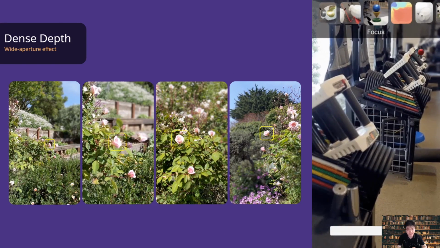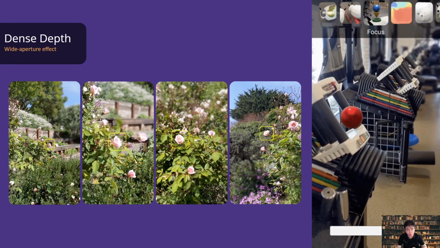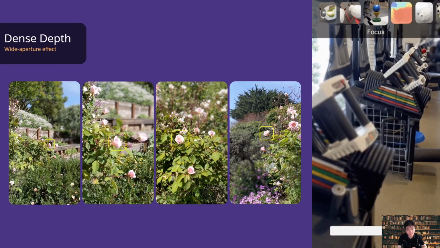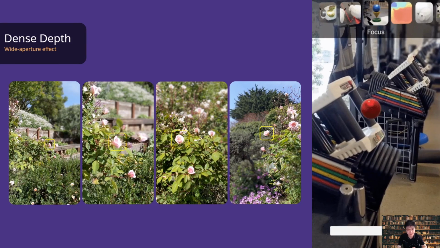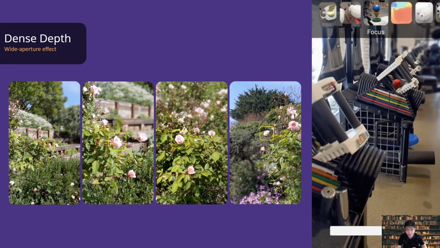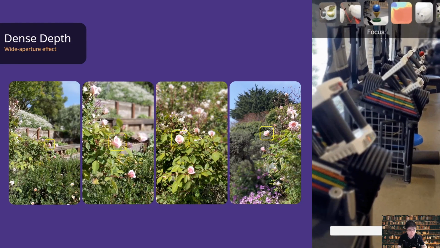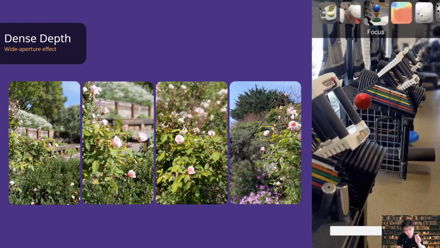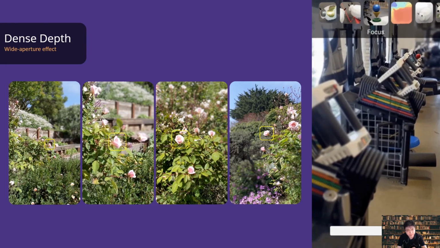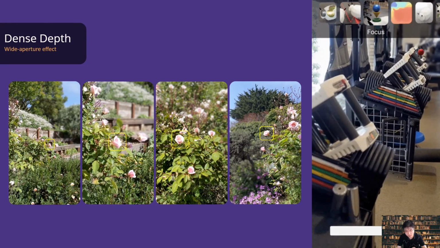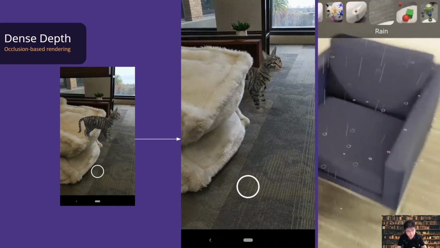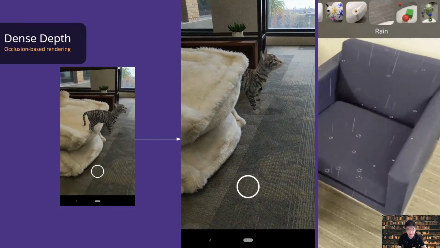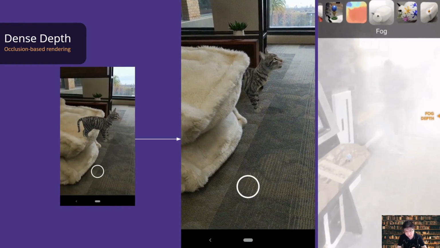DepthLab also enables wide aperture effect, which can be focused on a world-anchored point. Unlike traditional photography software, which only anchors the focal plane to a screen point, DepthLab allows users to anchor the focal plane to a physical object and keep the object in focus even when the viewpoint changes. For example, just one tap on the flower, it will automatically keep in focus whether the user approaches close or moves far. Of course, dense depth components also include occlusion-aware rendering, as we introduced earlier, and fog effects.